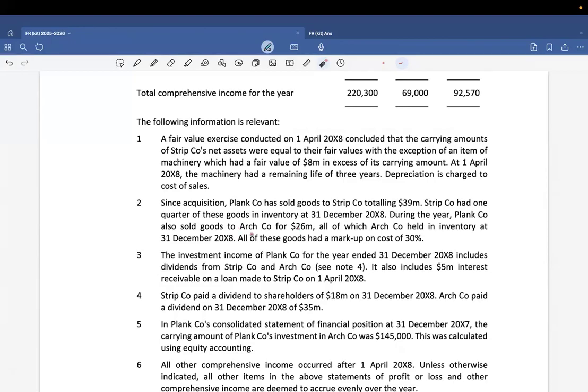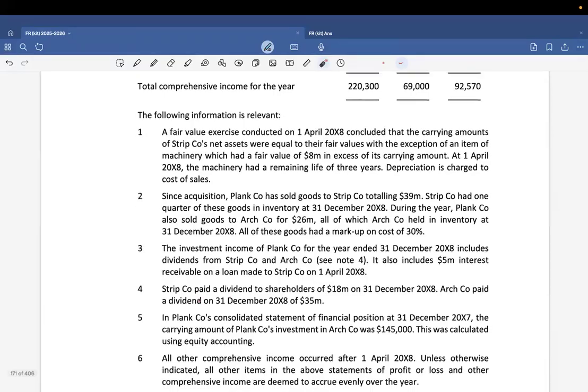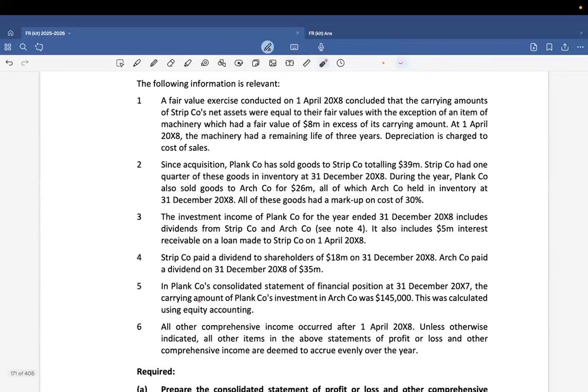Clear? During the year, Plan Company sold goods to Arch Company for 26 million, all of which Arch Company held in the inventory at 31st December 2008. All of these goods had a markup of, this is about Arch Company, that is the associate. Clear? We are not going to touch associate now. We are going to just look towards Strip Company. The investment income of Plan Company for the year 2008 includes dividend from Strip Company, which should also be cancelled. Understood? Strip Company paid a dividend to shareholders 18 million on 31st December. Arch Company paid a dividend of 35 million, right?